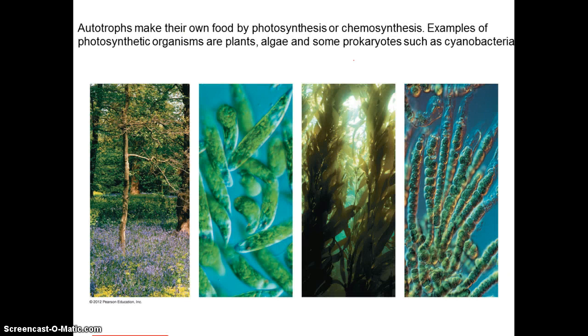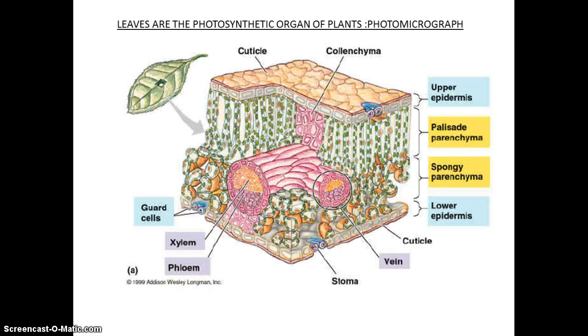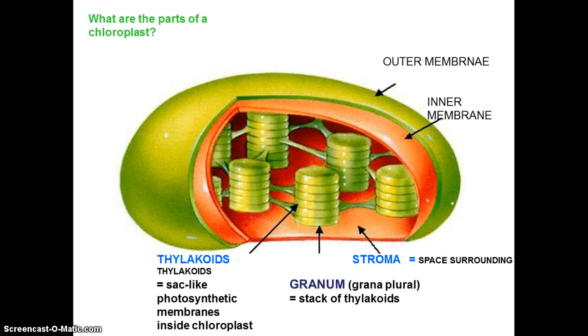And our key organisms involved in photosynthesis are plants, photosynthetic protists, single-celled or multi-celled algae, or cyanobacteria. They all do photosynthesis. And photosynthesis, for example, in plants occurs in the leaf. The leaf is the organ of photosynthesis, and the key organelle where photosynthesis occurs is the chloroplast.